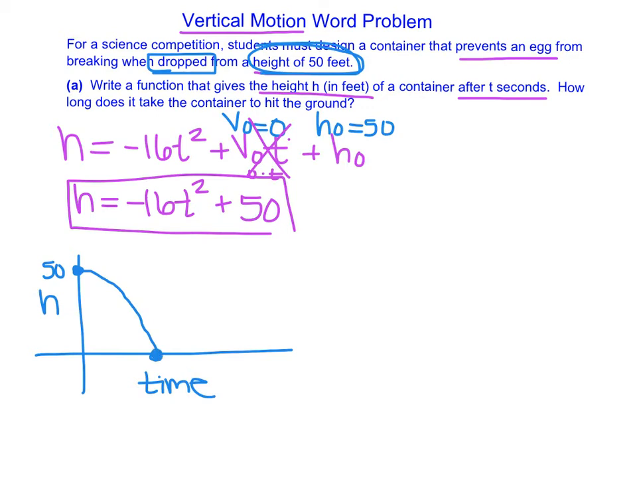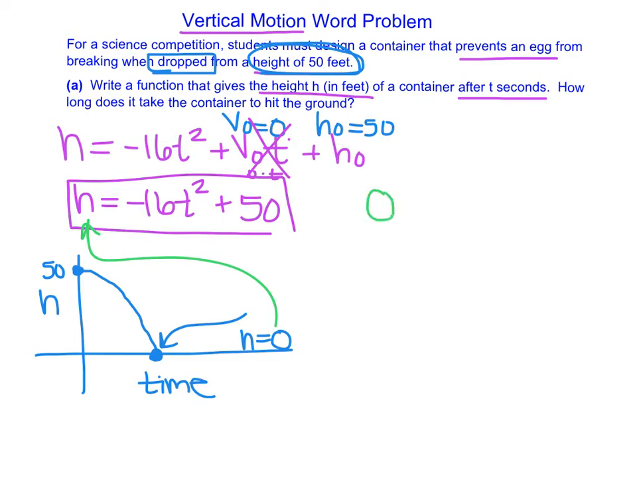Now what I want to find is the time at this point that the egg hits the ground. Well, I don't know what the time is, but I do know that when the egg container hits the ground, the height here is going to be 0. So what I can do is put my height value of 0 into this equation here, and I can find the value of t where we have a height of 0, where that egg hits the ground.